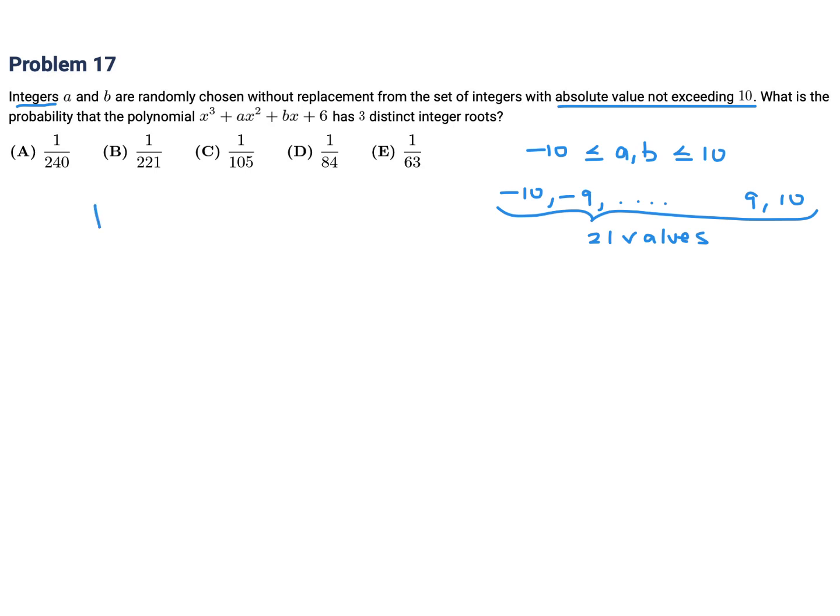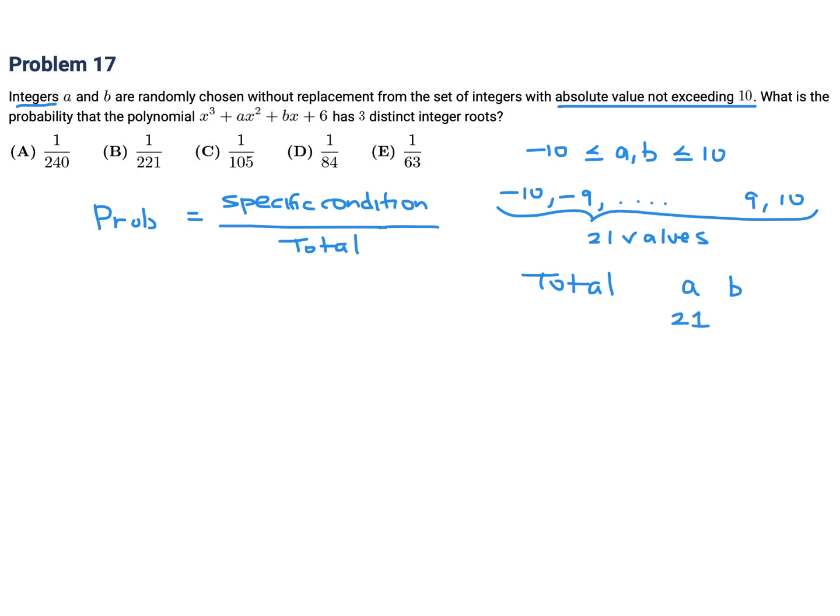All right, so the probability of this would be the specific condition that they're asking for over the total. Now the total is probably a little bit easier to figure out. The total number of ordered pairs A, B. For A, we have 21 values, and then B is randomly chosen without replacement. So you don't put it back, so then there's only 20 values left for B. So 21 times 20 would be the total, and that's what, 420? Yeah. So that's the denominator in the probability.